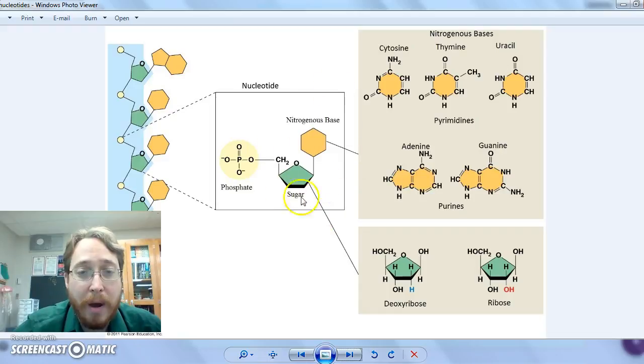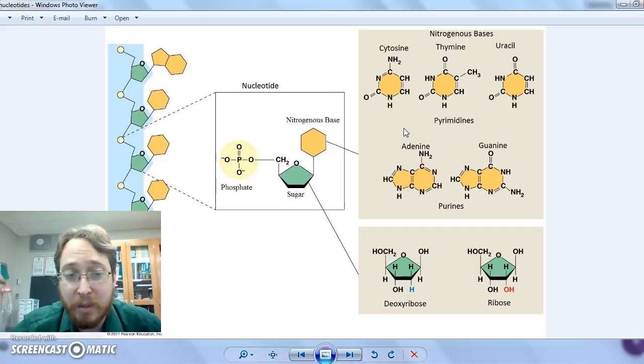We finally add that phosphate, and now we have a nucleotide. So we are going to talk about the variations that we can have in our nucleotides based on the nitrogenous bases and sugars. So let's go to our nitrogenous bases. First, nitrogenous bases can be divided into 2 categories. Those categories are pyrimidines and purines. And regardless of whether it's a pyrimidine or purine, all nitrogenous bases, as the name suggests, feature nitrogen.